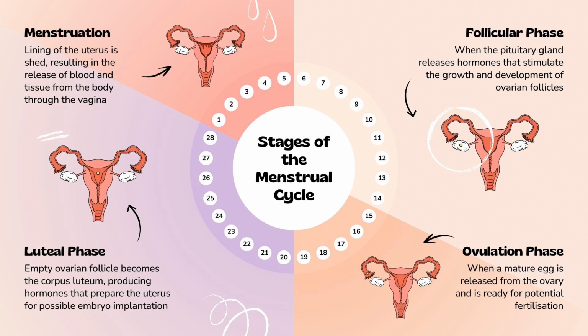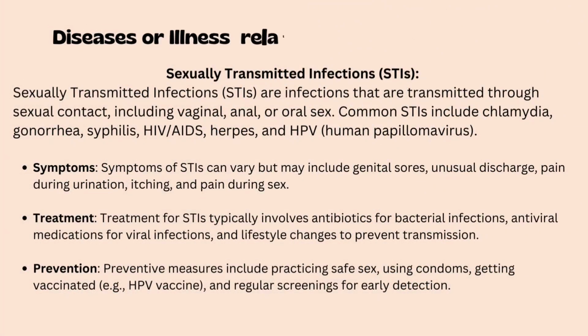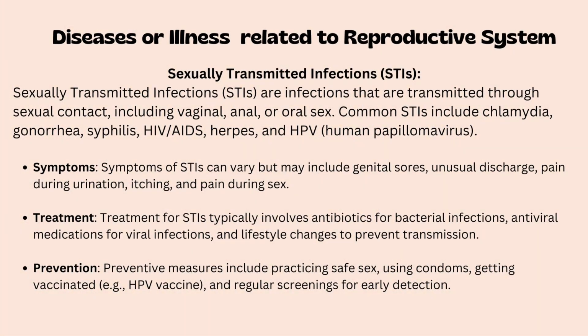These stages work in harmony to maintain reproductive health and fertility. Understanding the menstrual cycle is key to understanding the body's natural rhythm. Now let's also discuss the diseases or illnesses related to the reproductive system.